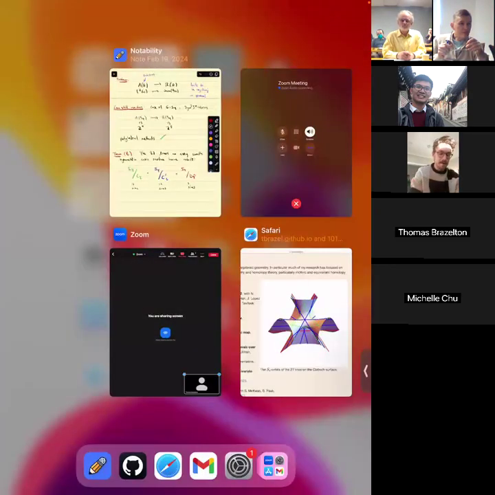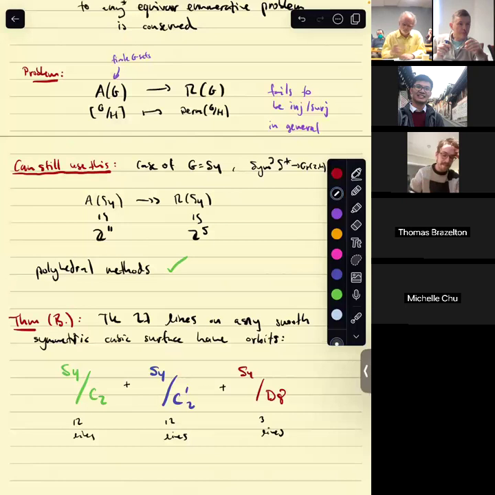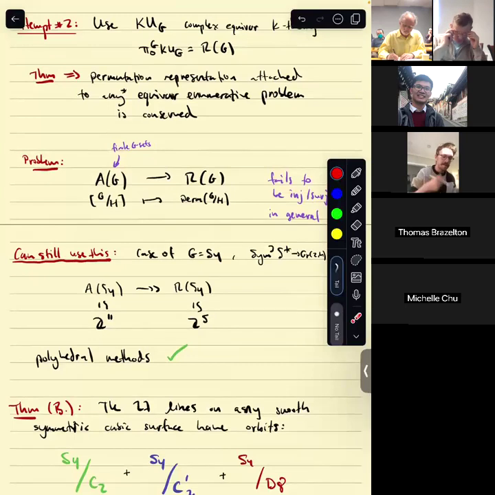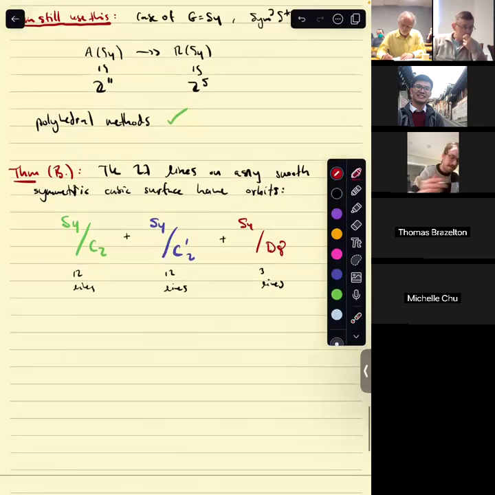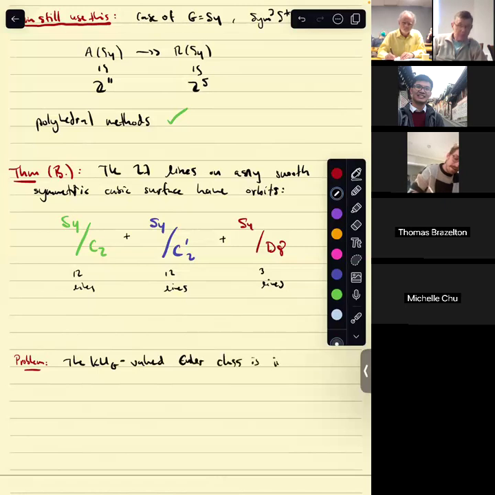Okay. But I had still mentioned this problem, and it rears its head when you ask a really natural follow-up question: what happens if I look at subgroups of S4 and look at these actions? Let's say I don't want the full S4 action. Maybe I want a C4 action or something like that. Can I still make this claim, and can I still use these polyhedral methods? The answer basically is that this is another problem: the K_G-valued Euler class is insufficient.